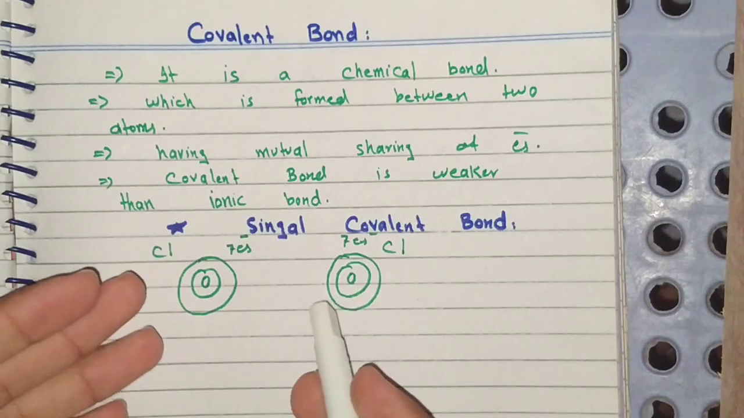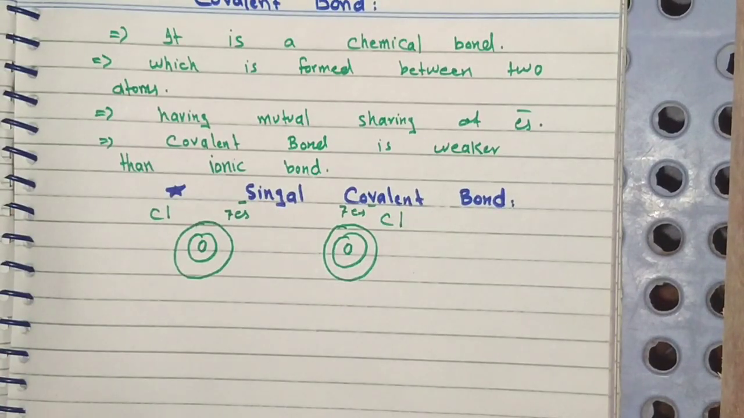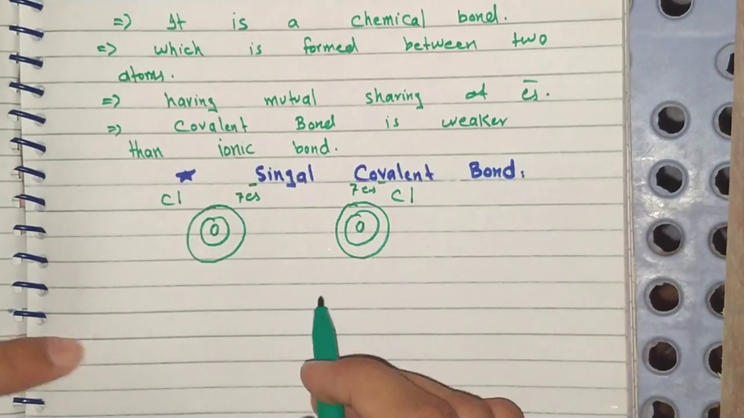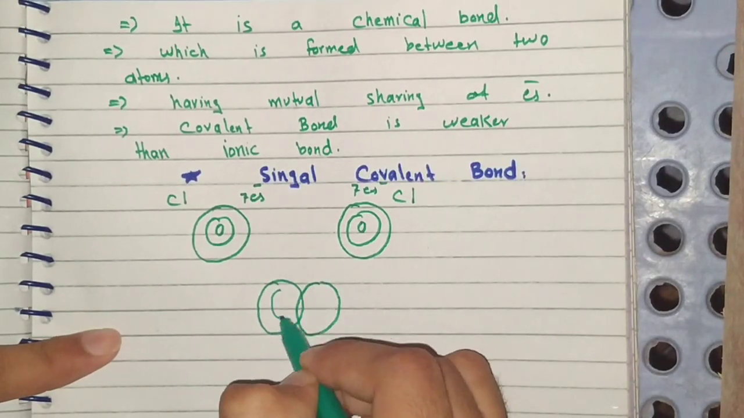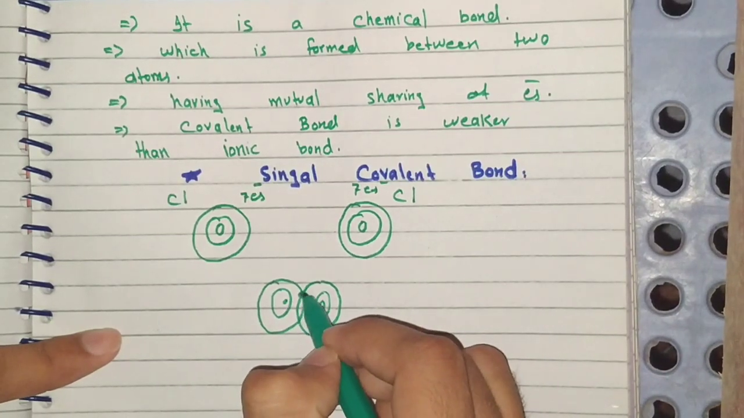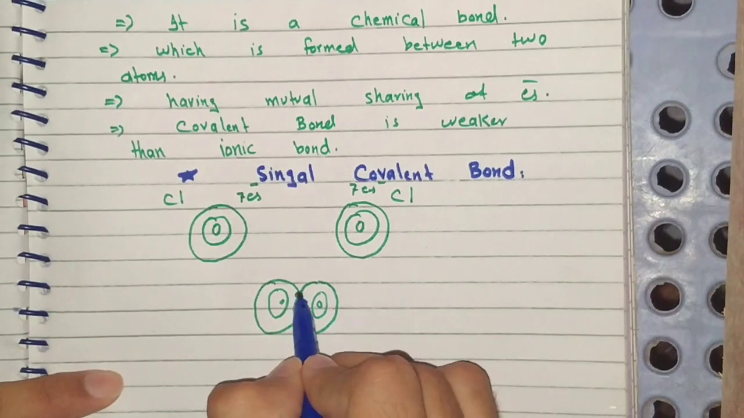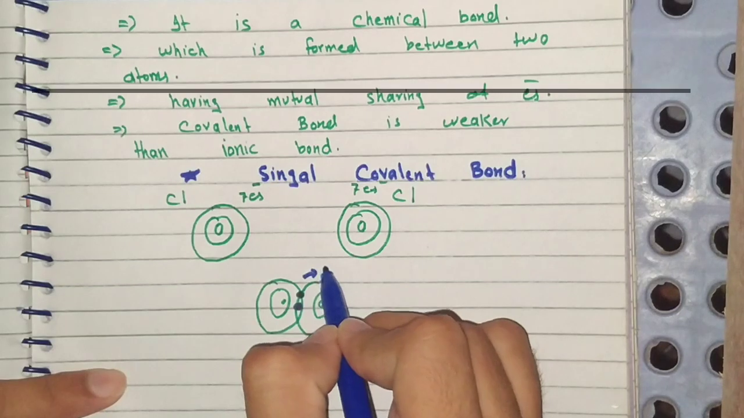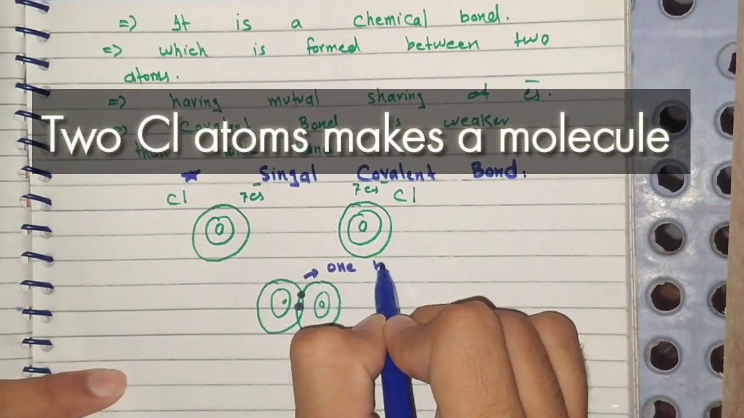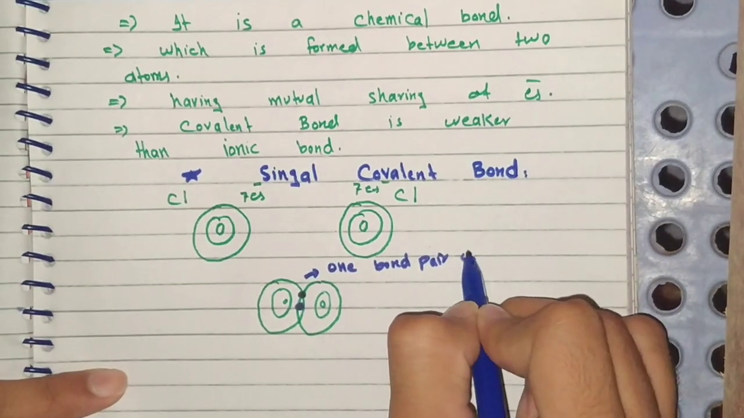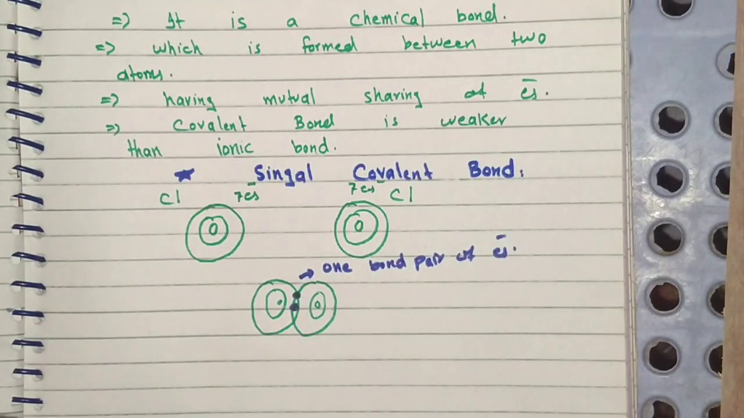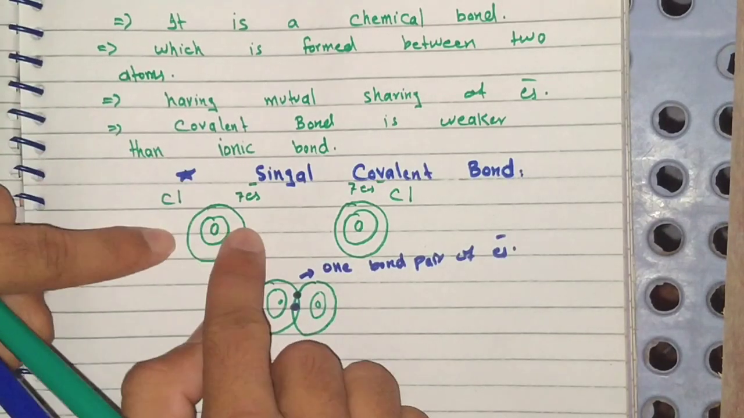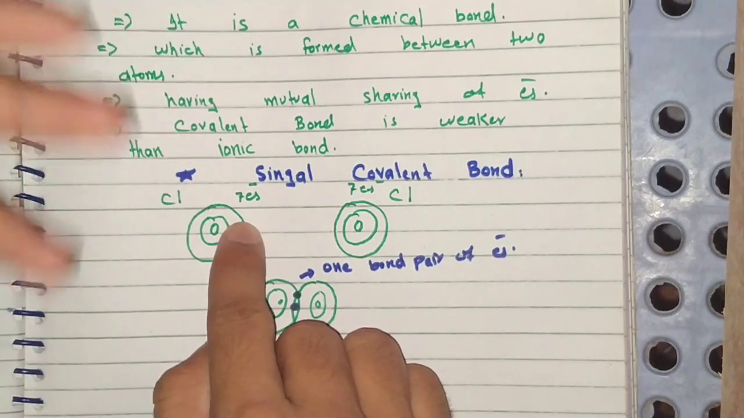Now to complete its octet rule, they come close to each other and make a bond. They have 7 electrons and they have 7 electrons. When they come close together, they share their electrons here. Only one bond pair of electrons, because they need only one electron to complete the octet. Chlorine has 7 electrons in its valence shell, so to complete its octet it requires only one electron.